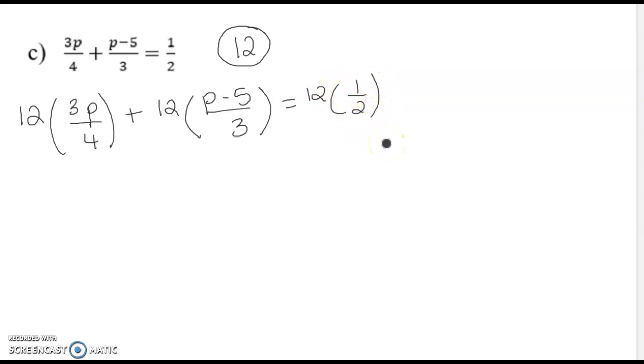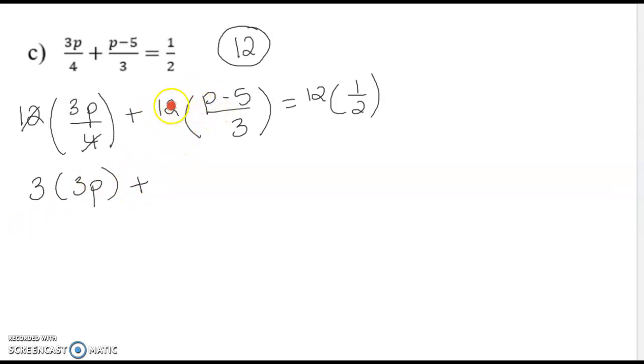Okay, so now if we're multiplying by 12 and then dividing by 4, so 12 divided by 4 gives us 3. So it's 3 times 3p. Okay, so we no longer have the multiplying by 12 and dividing by 4, because 12 divided by 4 is 3, so now we just have to multiply by 3. And I have my plus sign.